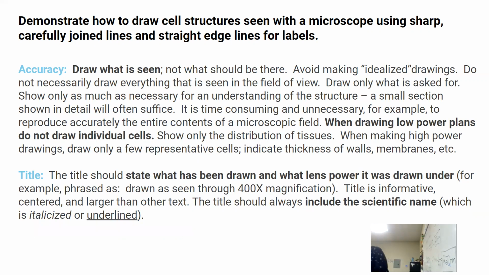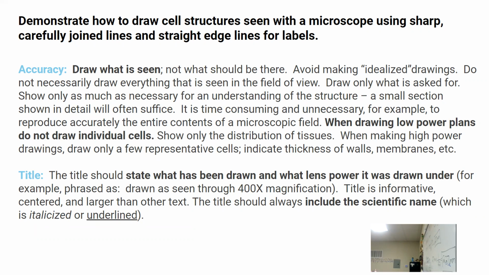Accuracy. You need to only draw what is seen. If you're drawing something and you know what it looks like, but you're not seeing it, don't draw. It's only what is seen. Avoid making idealized drawings. Do not necessarily draw everything that is seen in the field of view.